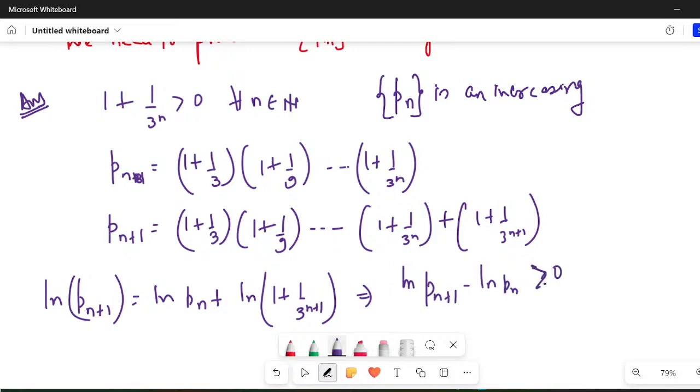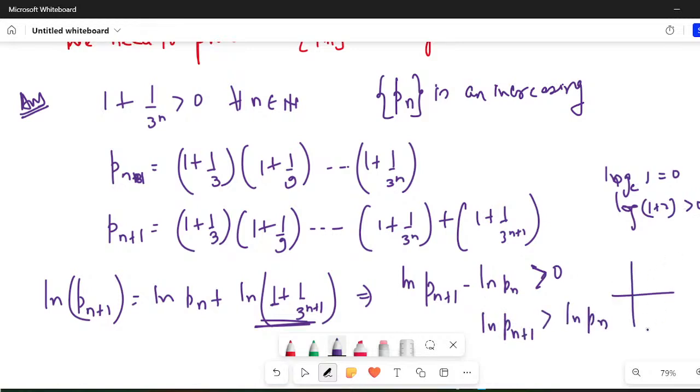It would be greater than 0. Why greater than 0? Because it is like log of 1 plus x. For example, I know that log 1 is simply 0. What would be log of 1 plus x? It would be greater than 0 anyway. It implies ln of Pn plus 1 would be greater than ln of Pn.